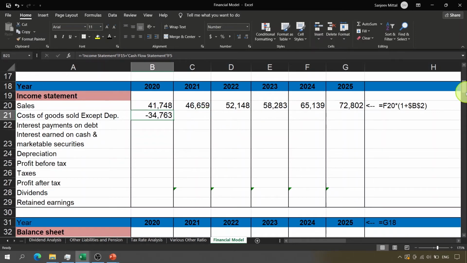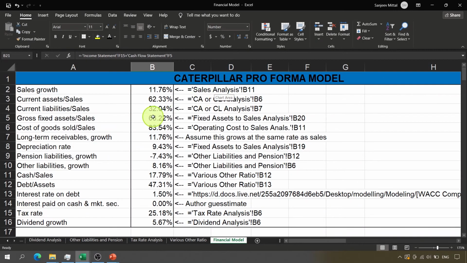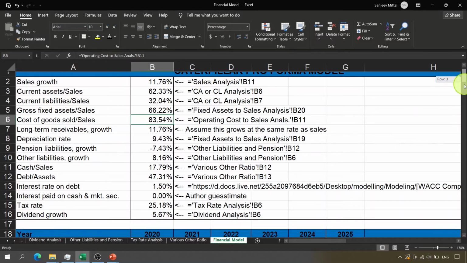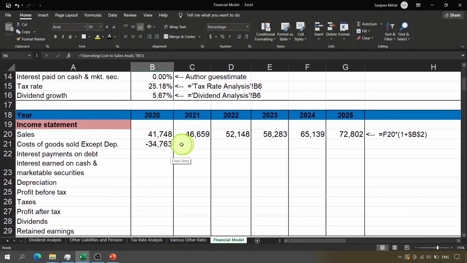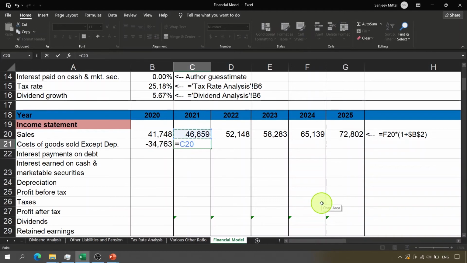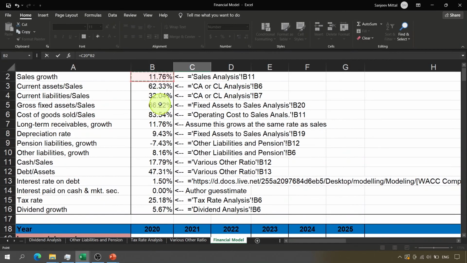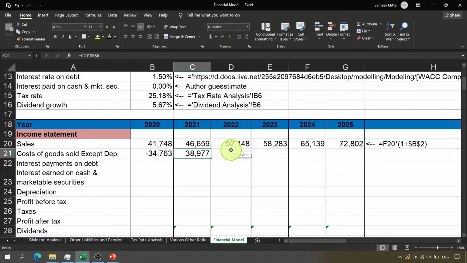Now, after that, we can see simply that our cost of goods sold is 83.54% of our total sales. So if we go to our statement, we can simply use our formula: our sales is 46,659 for the year 2021 and our cost of goods sold is 83.54% of the sales, and I freeze this cell and we get our cost of goods sold of 38,977. In a similar manner, we shall get our cost of goods sold for all the periods, which you can see till the year 2025. I see you in the next session where we shall project our interest payment on debt.